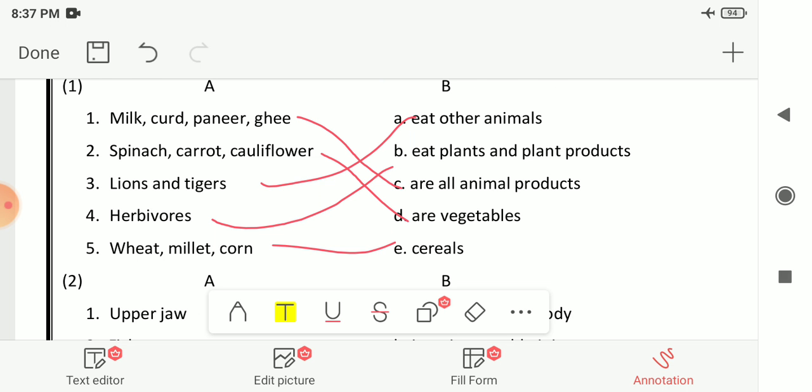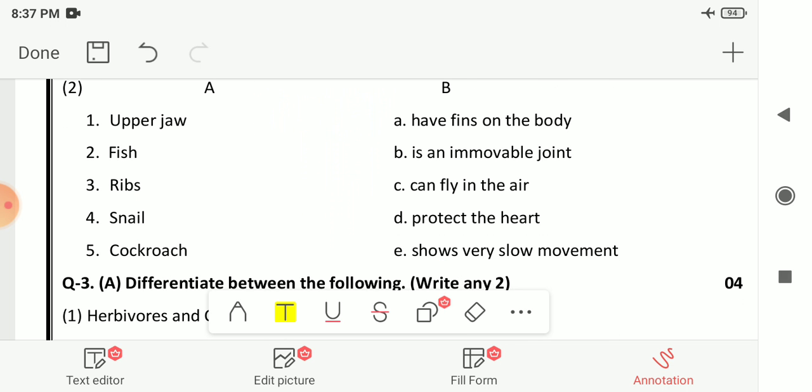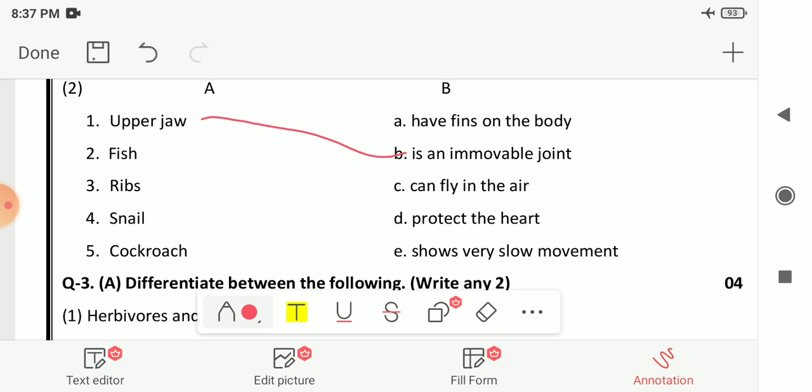Now next matching, let me see. In that first one is upper jaw. So here your answer is option B. It is an immovable joint which we cannot move. Next is fish. So here your answer is option A. Fish have fins on their bodies. Next is ribs. So here your answer is option D. The function of ribs is to protect the heart.